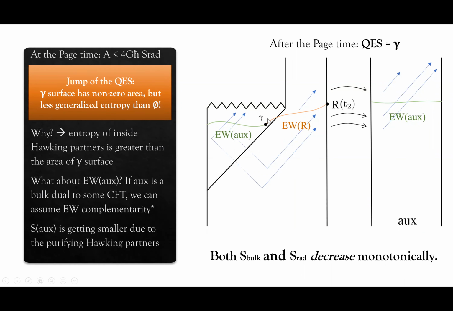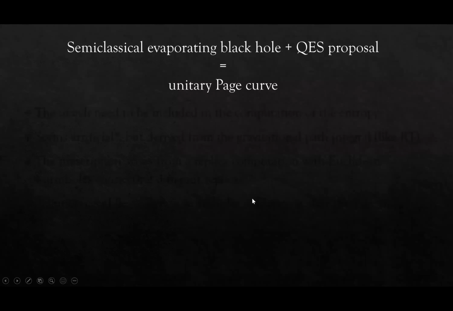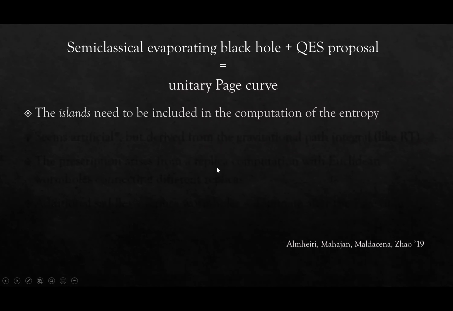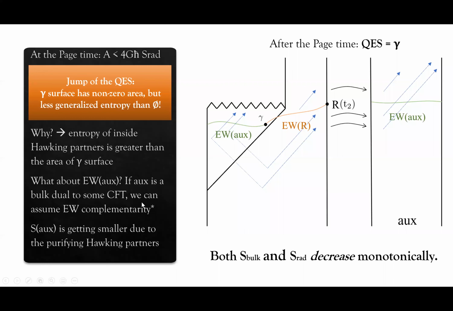So this inside green region that we had to include by assuming this entanglement wedge complementarity is something that was called the island by these authors here in August. And we see that it needs to be included in the computation of the entropy. Now, that entanglement wedge complementarity, I forgot to say, but it has a little asterisk here. It's an assumption. So it's not something that we can say we've proved. It's an assumption coming from very reasonable thinking, which is just, well, the global system has to evolve unitarily.